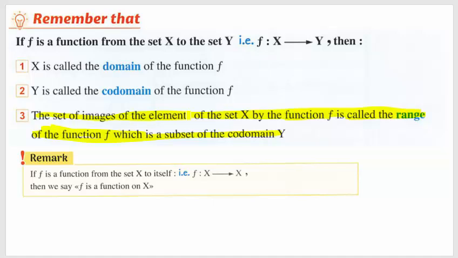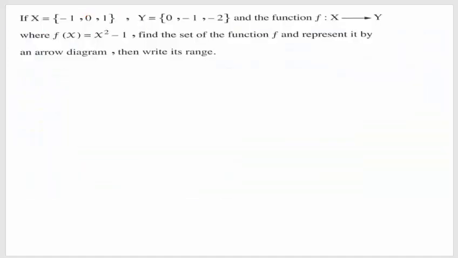So when I say f is a function from x to itself, it will not be from x to y like here, it will be from x to x. It's called the function on x. Here you should take care that x is the domain and also the codomain. So the range will be a subset of x, not of y, because by the way, I don't have the set y. Let's see how to deal with functions.